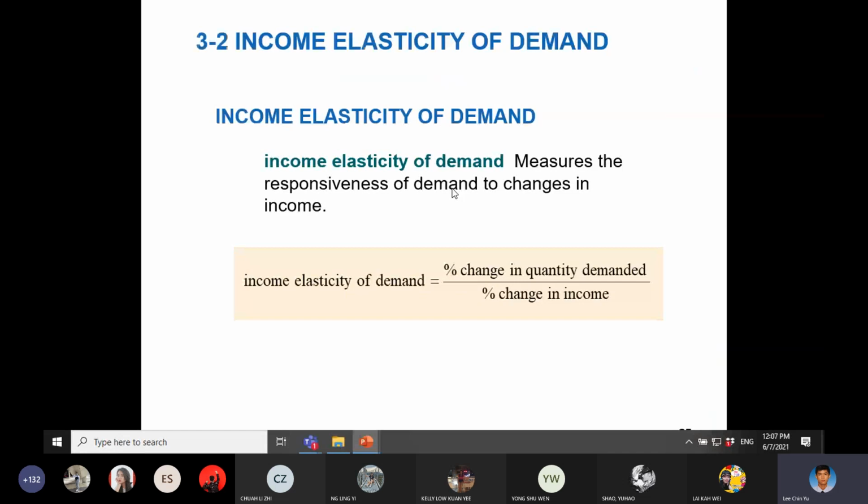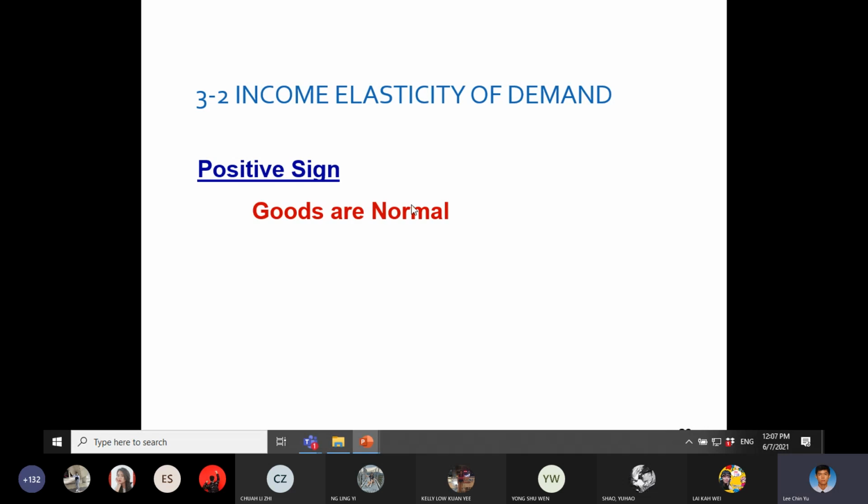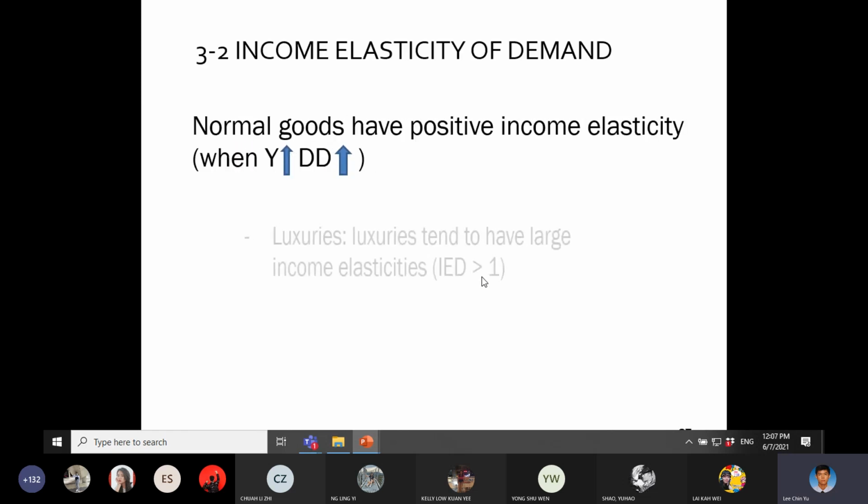Other than that, we can also calculate based on income. If we increase or reduce income, what will be the response of demand? If the value that we calculate is positive, the good is normal. If the value is negative, it is inferior.